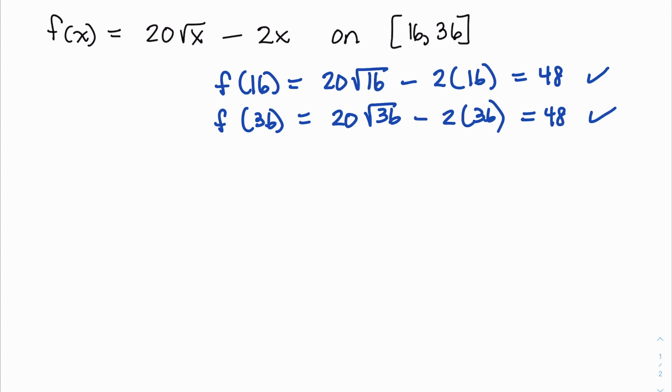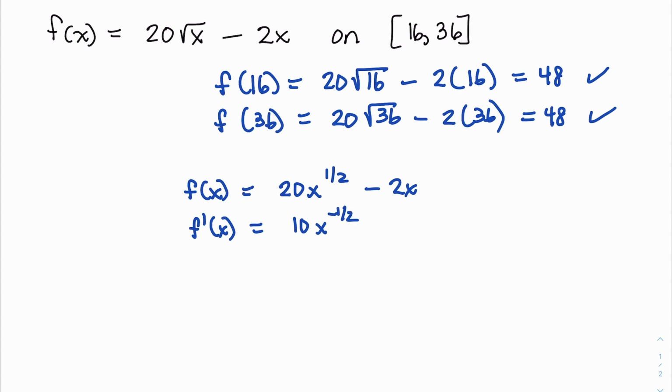So let's find out. f of x I'm going to rewrite as 20x to the 1/2 minus 2x. And then I'm going to take the derivative. So 20 times 1/2 is 10, x to the, take 1 away from the power, that's x to the negative 1/2, minus 2 equals 0.